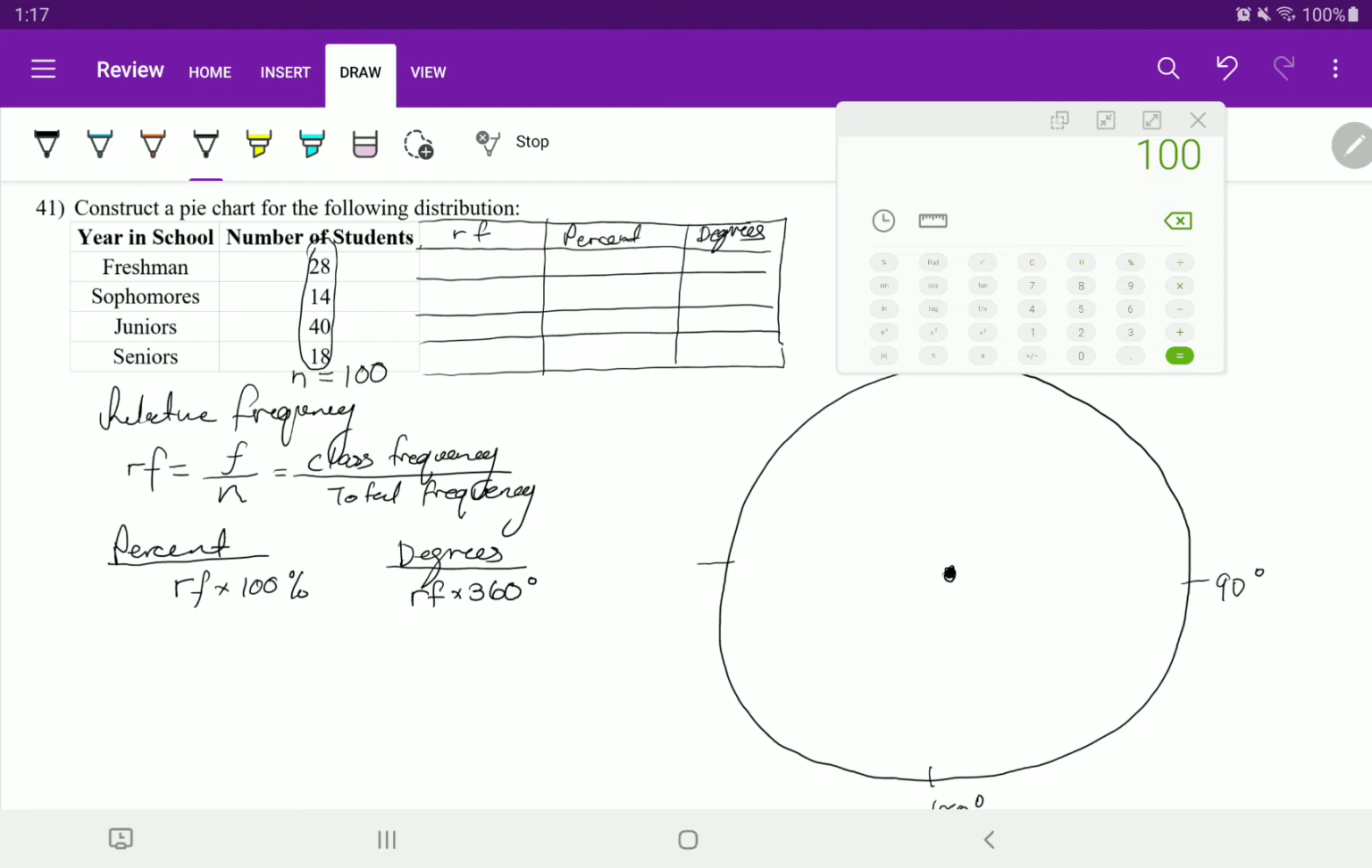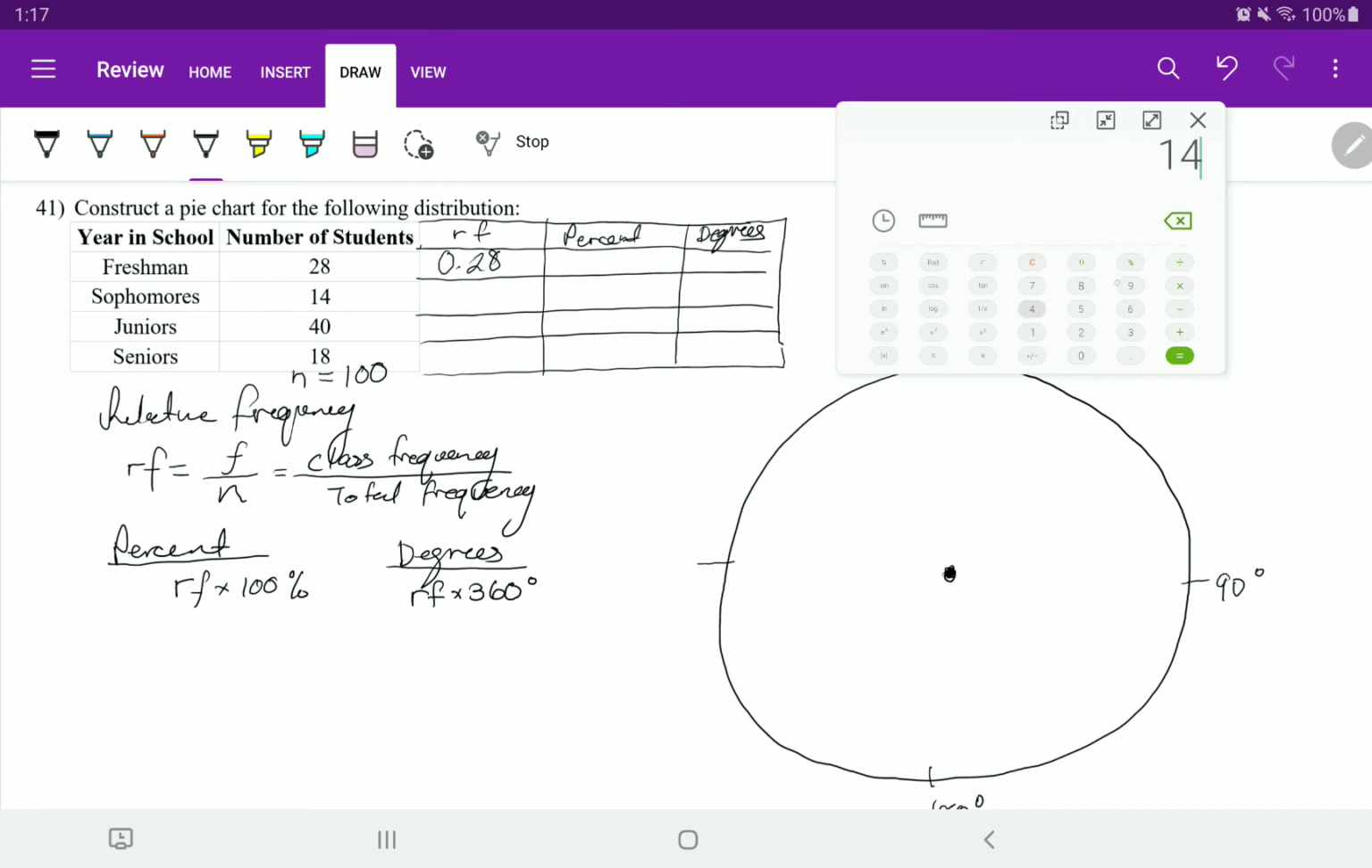Now, we want to find the relative frequency for every class. To find the relative frequency, we are going to divide the class frequency by the total. So for freshmen, that's going to be 28 divided by 100, and that's going to equal 0.28. To know that you're doing the relative frequency correctly, once you compute all the relative frequencies, it should add up to 1.